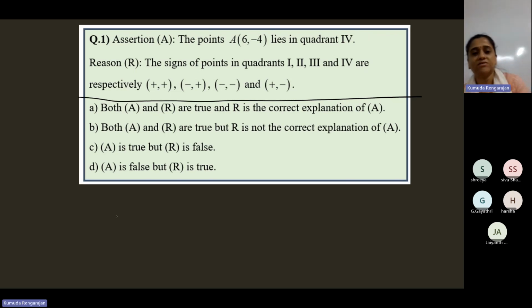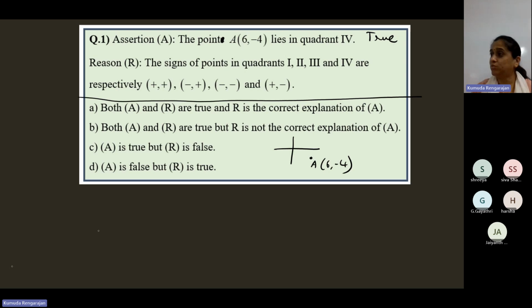Now, we'll do the first one together. The rest of it you're going to do by yourself. The first statement is the assertion statement. It says the point A, 6, minus 4, lies in the fourth quadrant. Yes, it does lie in the fourth quadrant, correct? So the assertion is true.